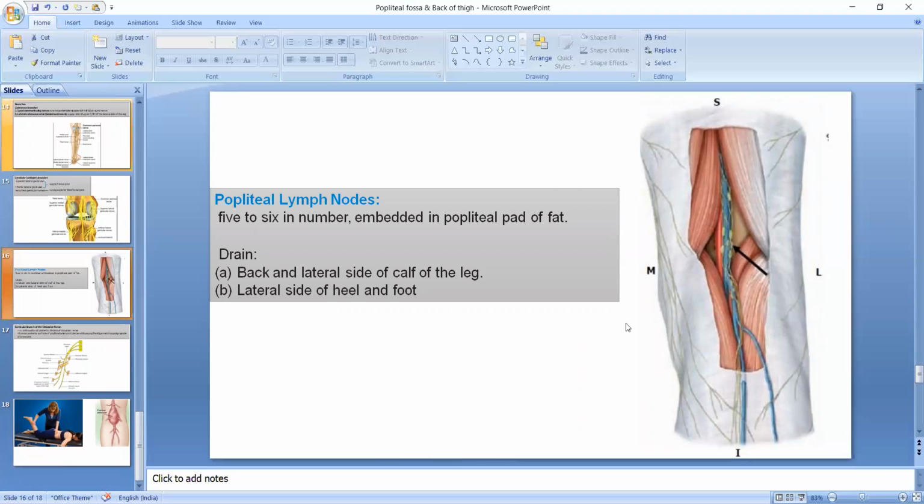The superficial popliteal lymph nodes lie within the subcutaneous tissue and receive lymph from the lymphatic vessels accompanying the short saphenous vein, whereas the deep popliteal lymph nodes surround the popliteal vessels and receive lymph from the superficial popliteal lymph nodes as well as from the leg and the foot, and they all drain into the deep inguinal lymph nodes.